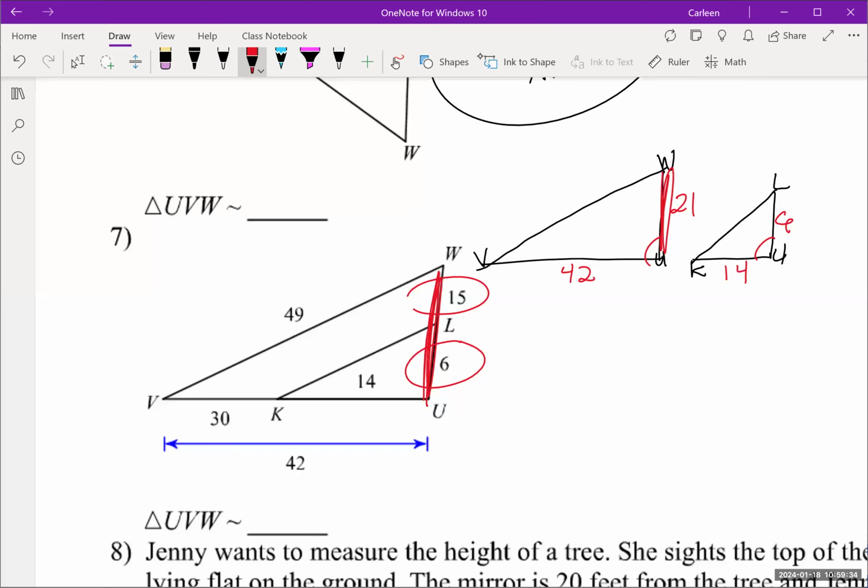Okay. So I have 6, 21. Oh, and you know what? Oh, am I wrong? You guys, I think I'm wrong. Oh, you guys, I'm so sorry. The 14 goes there. This is not 14. Okay, I'm going to move that. That does not look very good.